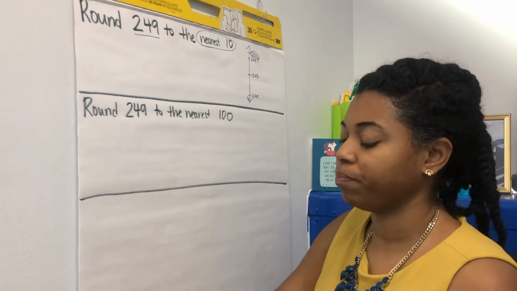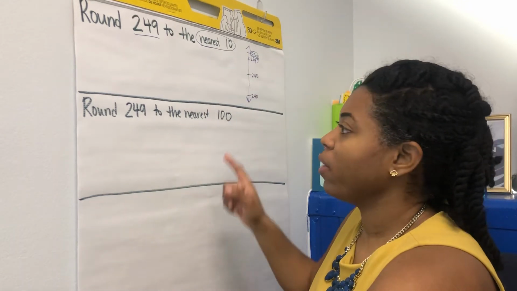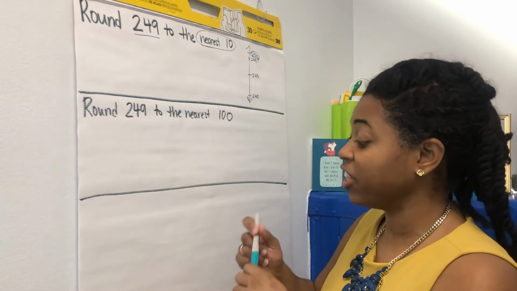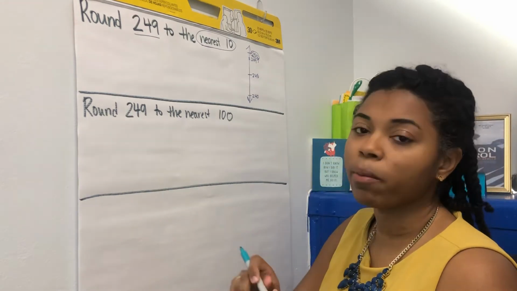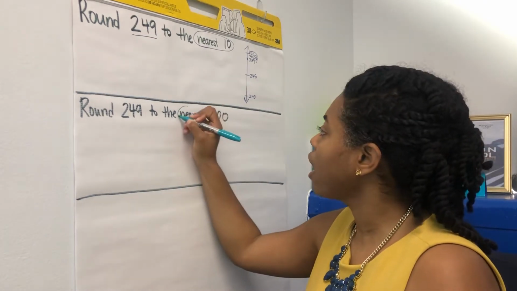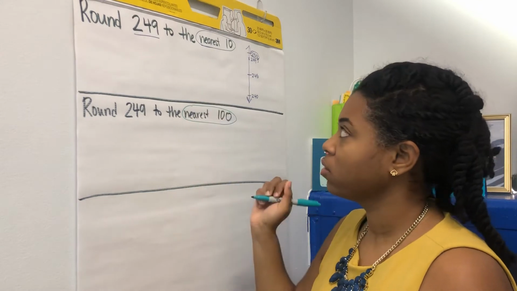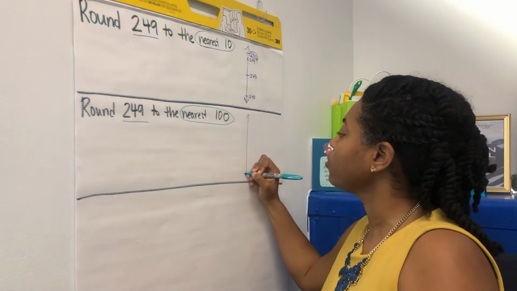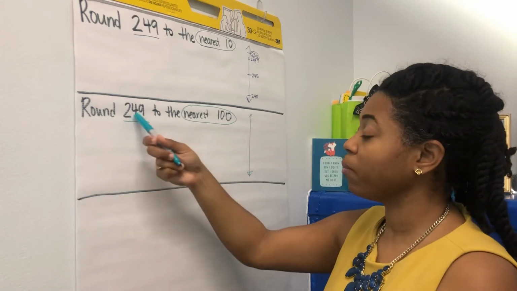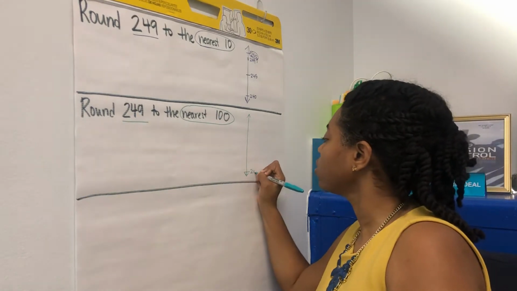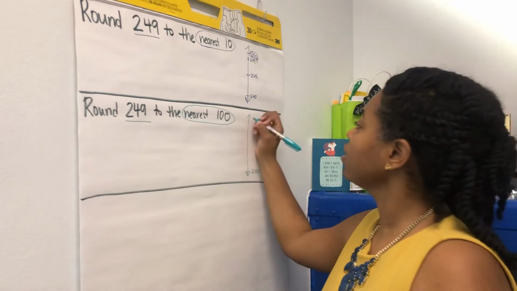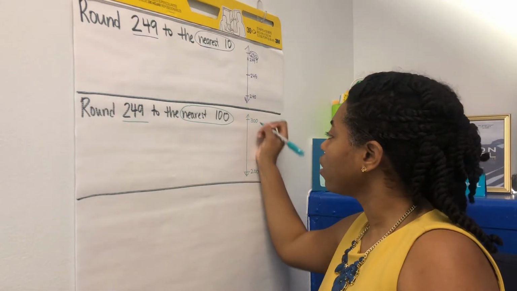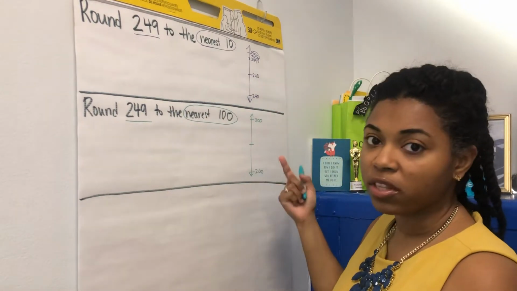Let's try another one. Round 249 to the nearest 100. First, what place value am I rounding to? I'm rounding to the nearest 100. My number is 249. What 100s is this number between? The one that comes right before this is 200. The 100 that comes after this is 300. Now, what's halfway between these two numbers?